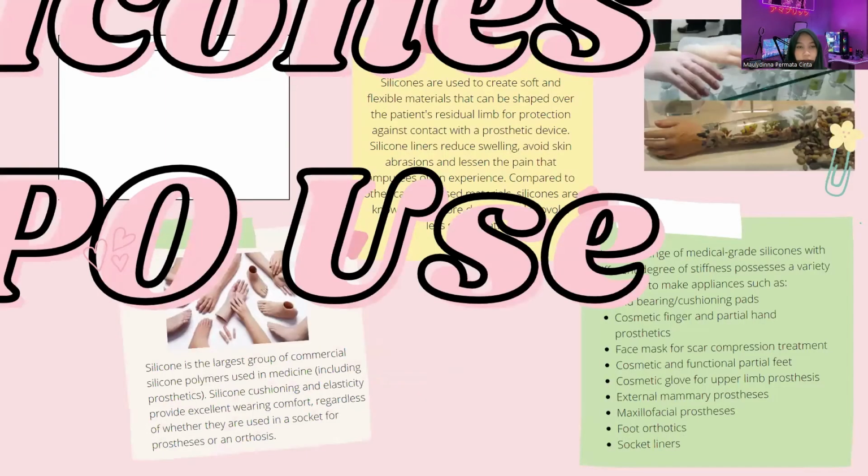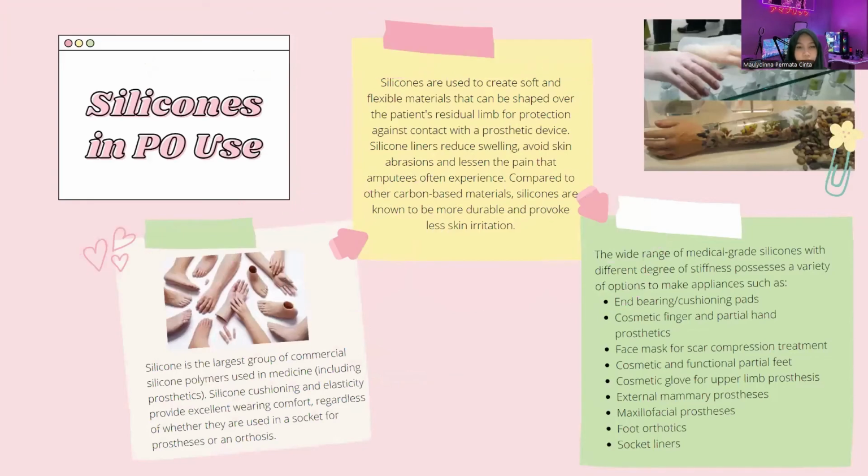And the next slide about silicone in P&O use. Silicone is the large group of commercial silicone polymer used in medicine, including prosthetics. Silicone cushioning and elasticity provide excellent wearing comfort regardless of whether they are used in a socket for prosthesis or an orthosis. Silicone are used to create soft and flexible material that can be shaped over the patient's residual limb for protection against contact with a prosthetic device.